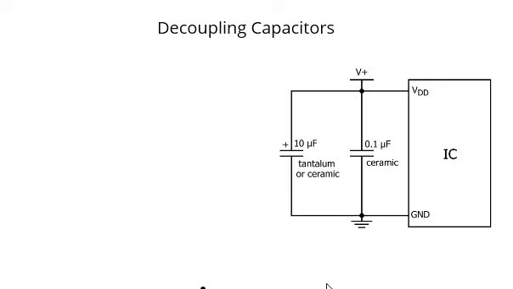Hello all. A hardware engineer doesn't design any circuit without using a decoupling capacitor, right? A decoupling capacitor is something which is placed between the power and ground pins of an IC used in that circuit. So what role does a decoupling capacitor play?